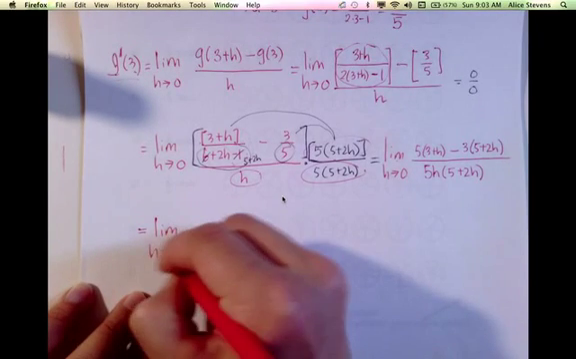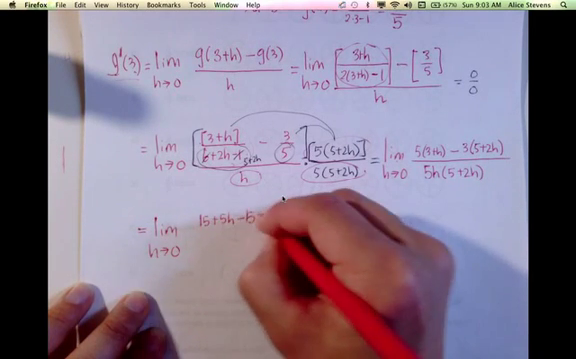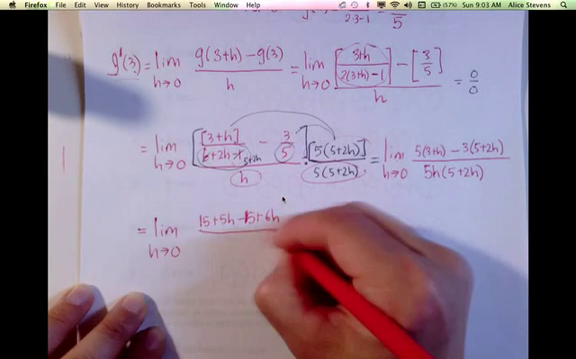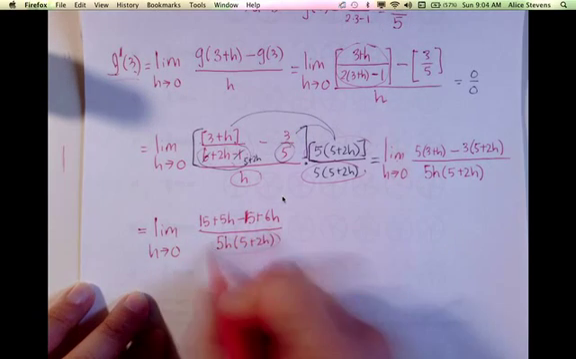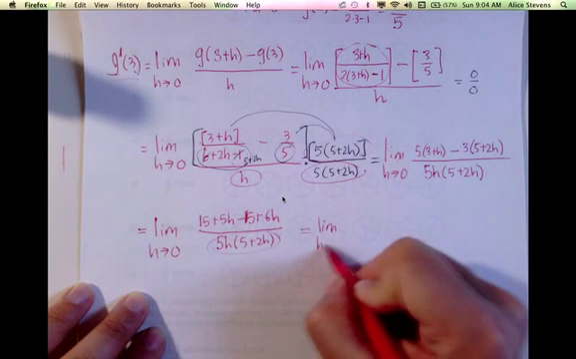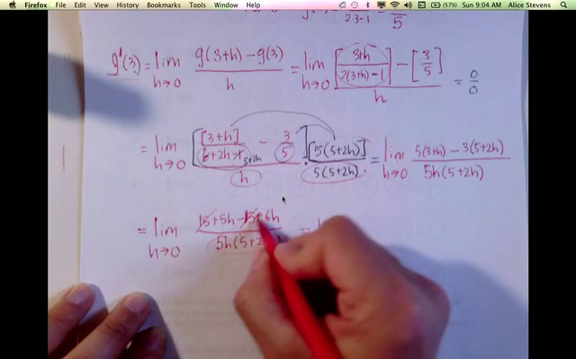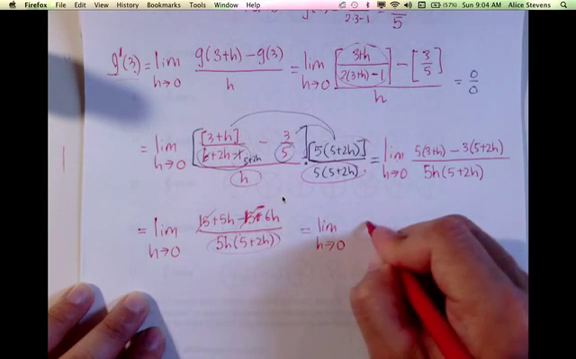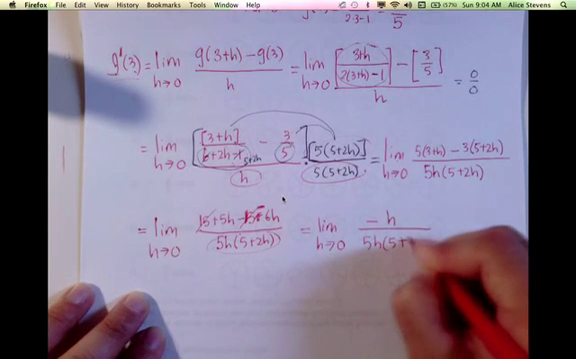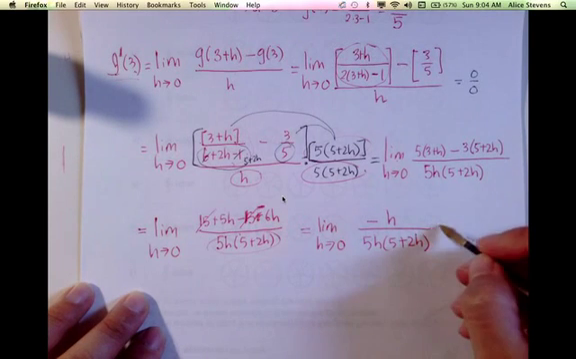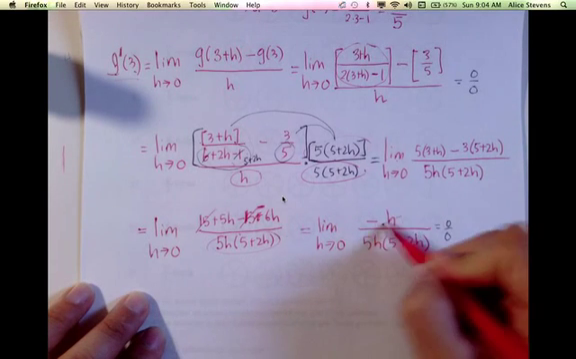Simplifying gives, notice how I leave this in factored form. Sorry, this should be a negative 6h. Okay, once again, I'm still going to get 0 over 0 as my limit, but that's fine because I have this common factor here of h.